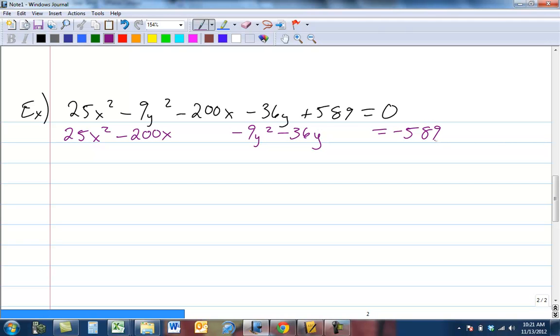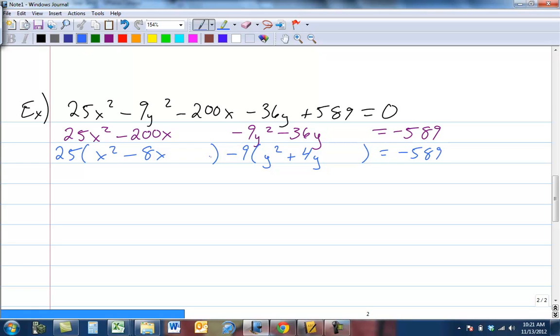Next thing is factor off the leading coefficient. Now with x's, in this case, it's pretty easy and straightforward, but be careful with the y's. All right, let's do this. So we got 25 times the quantity of x squared minus 8x. Leave a space. A negative 9 is going to come out of here. We want to have positive y squared inside there, so it's going to be y squared plus 4y. Leave a space, is equal to negative 589. All right, that's the trick. You got to watch out for your negatives.